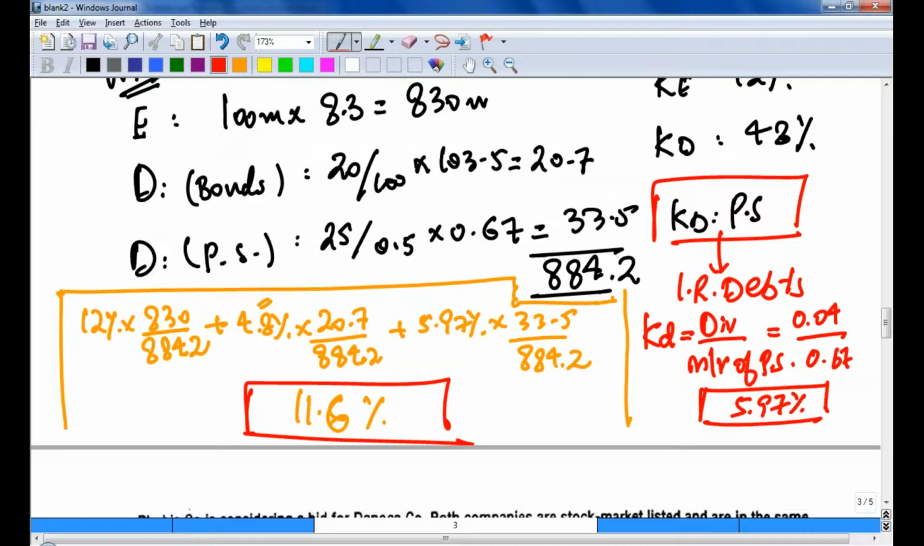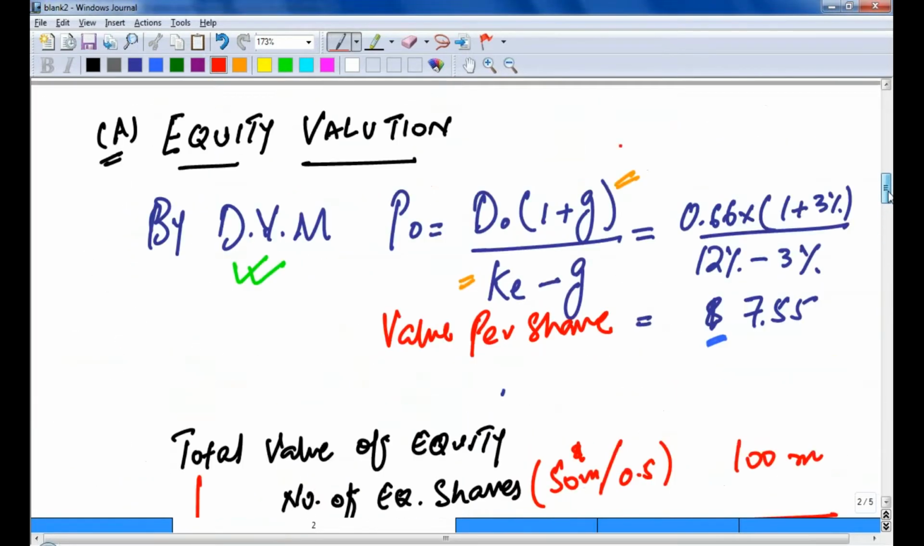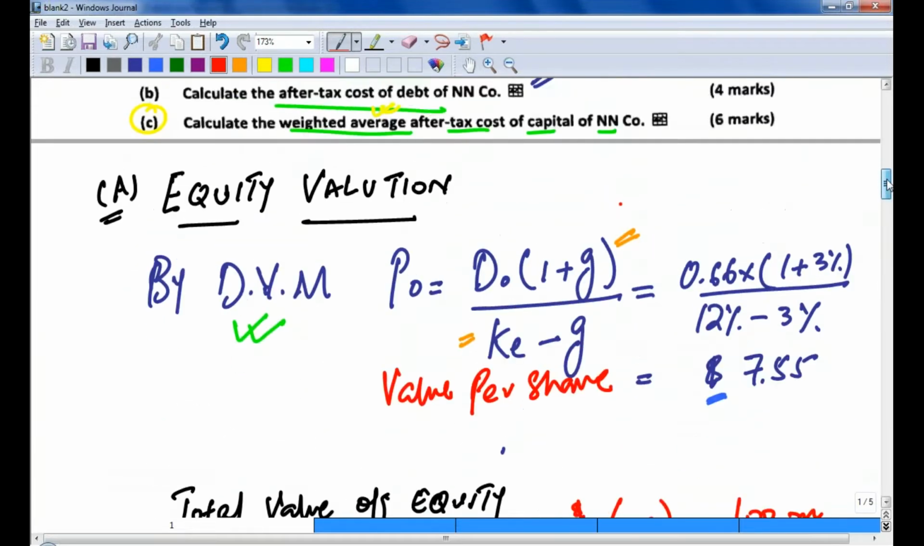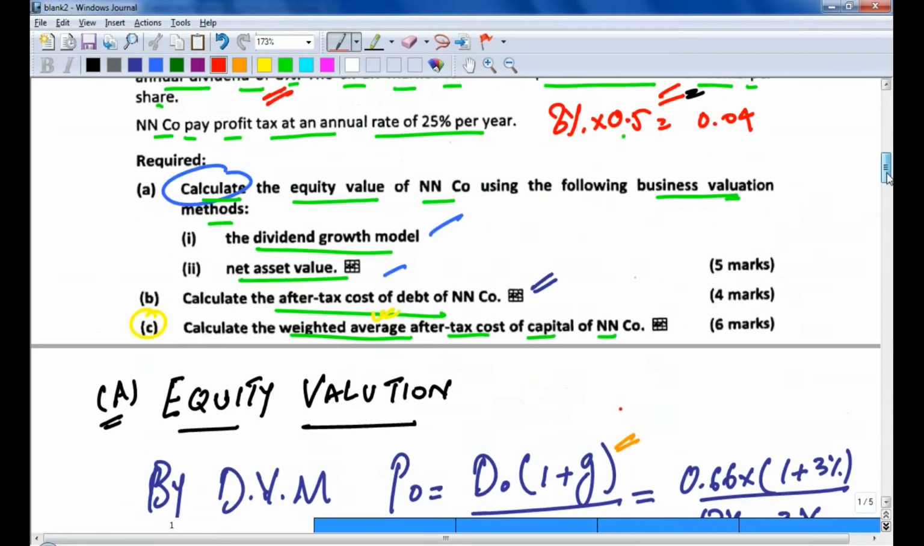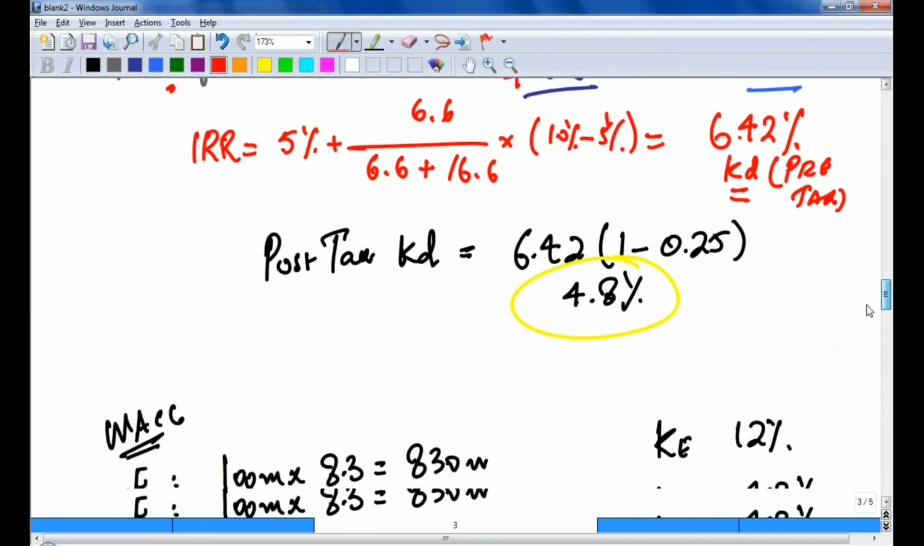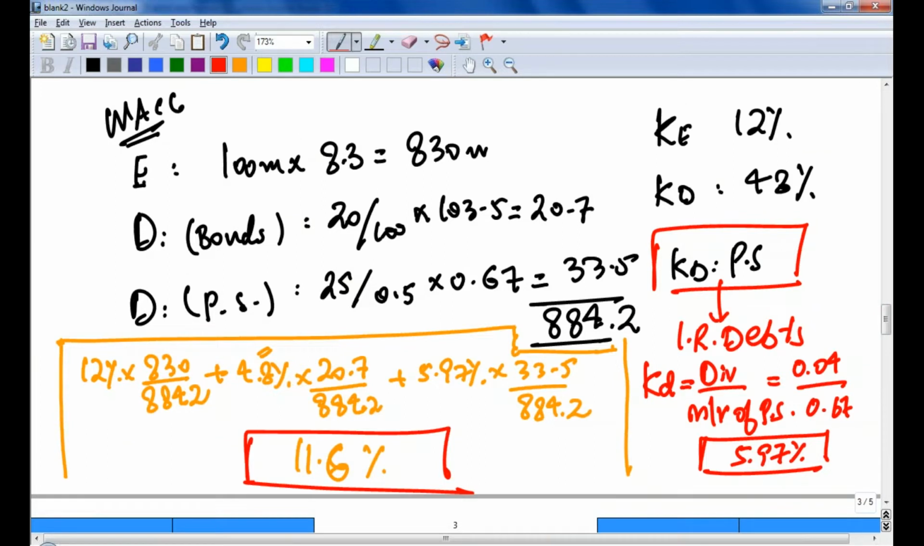11.6%. So candidates, this is what the question is. This video is about only one question, and wait for another video for more questions related to business valuation. Do remember that we have done all the things related to this. Calculate the equity value, that we have done. Calculate the after-tax cost of debt, that we have already done. And the last one is to calculate the WACC with three different financiers: bonds, preference shares, and equity.